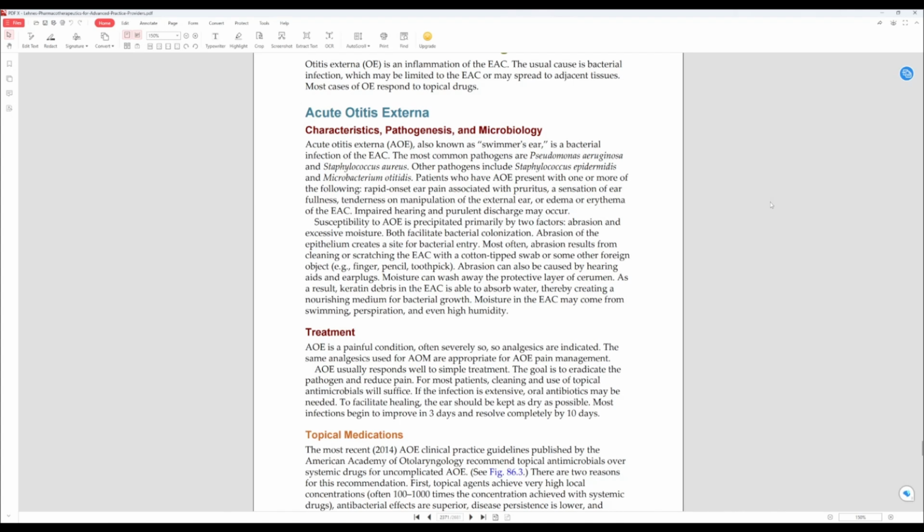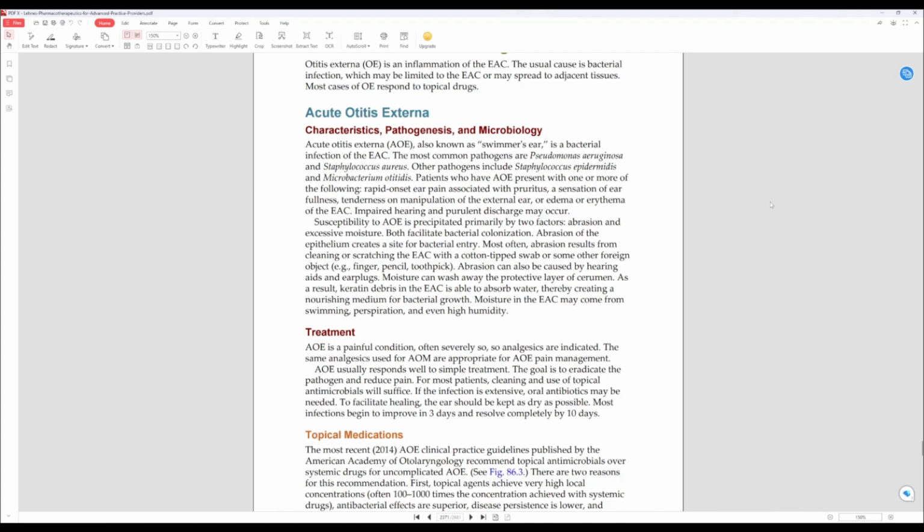Acute otitis externa, also known as swimmer's ear, is a bacterial infection of the EAC. The most common pathogens are Pseudomonas aeruginosa and Staphylococcus aureus. However, other pathogens include Staphylococcus epidermidis and Mycobacterium otitis. Patients who have AOE present with one or more of the following: a rapid onset ear pain associated with pruritus, a sensation of ear fullness, tenderness on manipulation of the external ear, or edema or erythema of the EAC. Impaired hearing and purulent discharge may also occur.